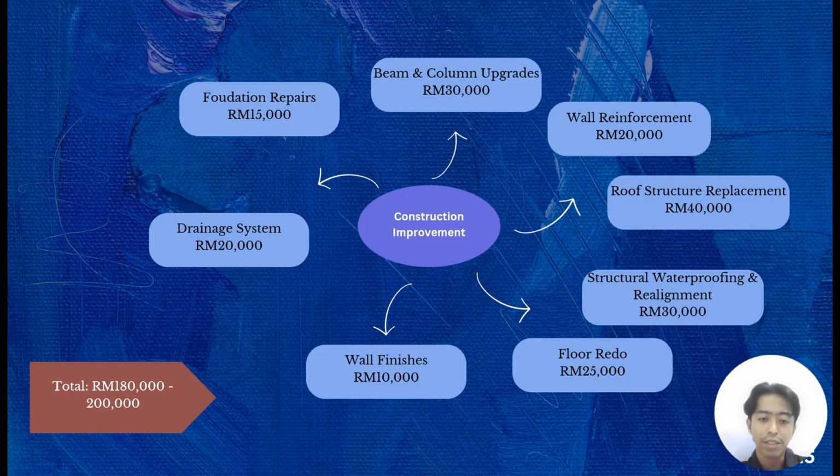Okay, this is the breakdown cost of construction improvement, which consists of foundation repairs that will cost about 15,000, beam and column upgrades will cost about 30,000, wall reinforcement 20,000, roof structure replacement 40,000, structural waterproofing and realignment 30,000, floor redo 25,000, wall finishes 10,000, and lastly is the drainage system will cost about 20,000, and the total cost of construction improvement will be around 180,000 until 200,000.